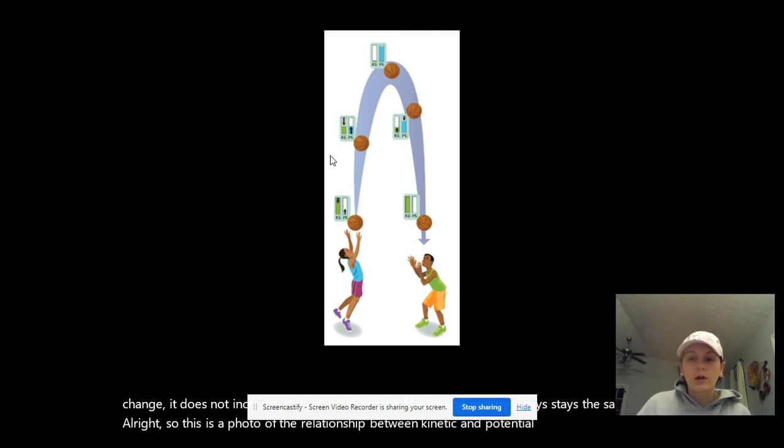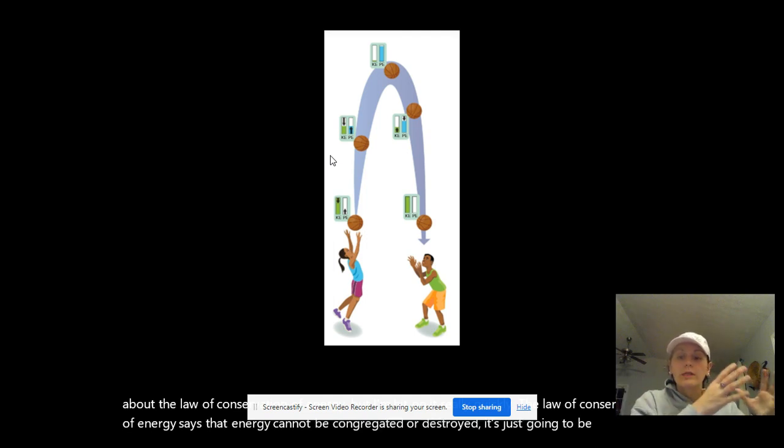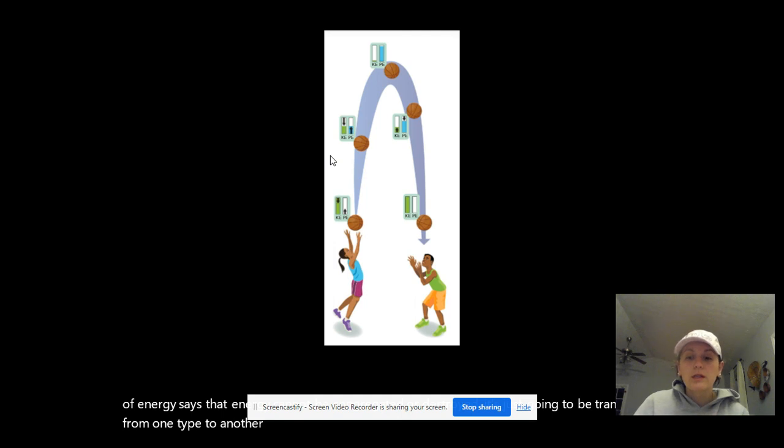We're going to talk about the law of conservation of energy, but I'm going to hit on it really quickly. The law of conservation of energy says that energy cannot be created or destroyed. It's just going to be transferred from one type to another. And we can see this in this picture. So let's just call her Sarah.